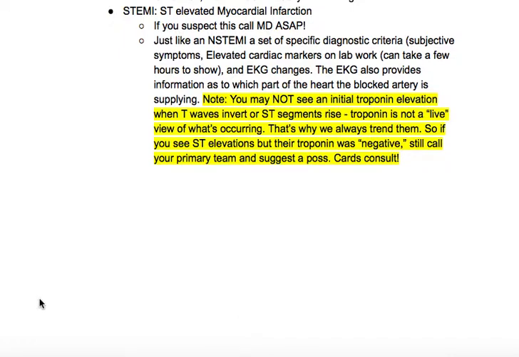STEMIs are much more pressing and much more dangerous. So if you suspect this, plain and simple, we need to call the doc. If you look at the patient's EKG and you think that there's an ST elevated segment, we need to go ahead and just put in for labs and an EKG. We need to let that physician know immediately so they can get cardiology on board as quick as possible.